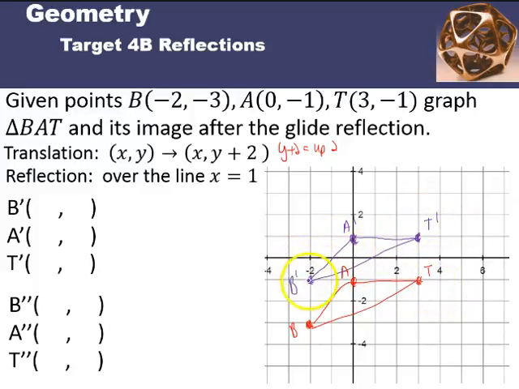Now I find the addresses. So B looks like -2, -1. A looks like 0, 1. And T looks like 3, 1. Okay, now I'm reflecting over the line x equals 1.